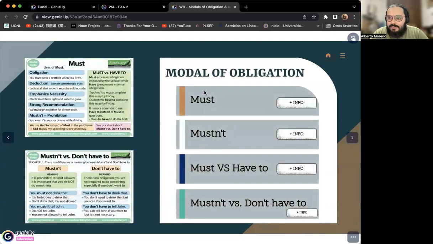So, the modals of obligation are must and mustn't. Many people say that have to is a modal of obligation, but it is not. We'll see this in a bit. And the difference between mustn't and don't have to, which is one and which is the other. Okay. When to use one and when to use the other one.